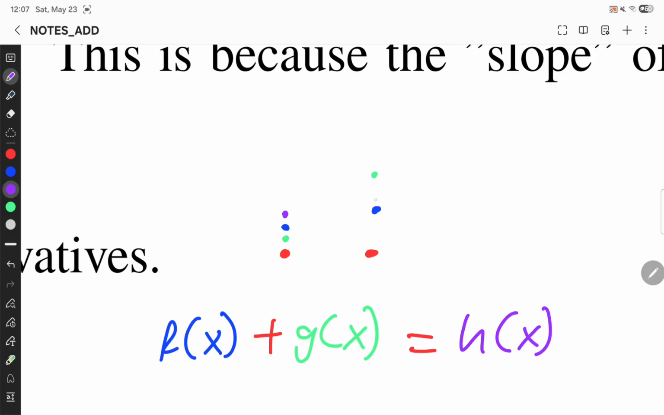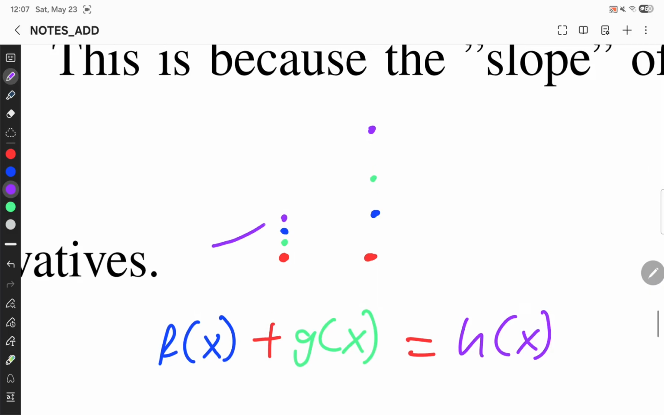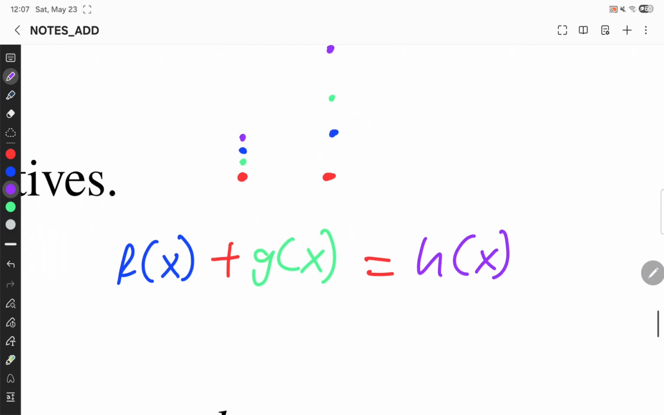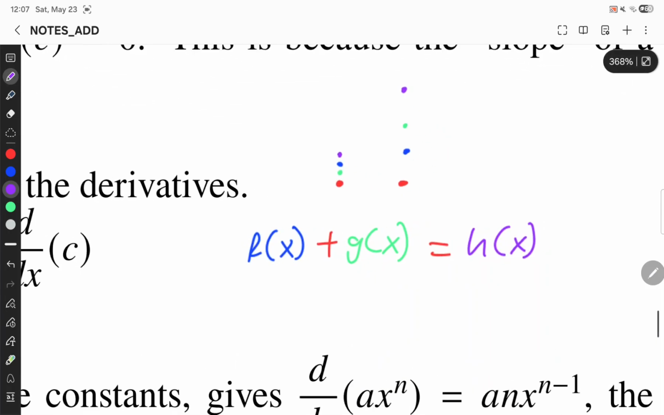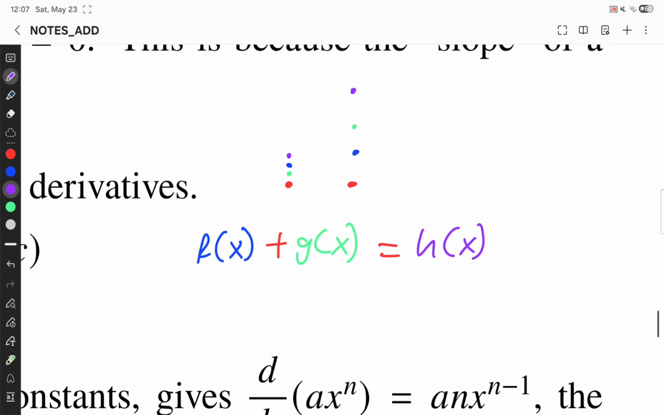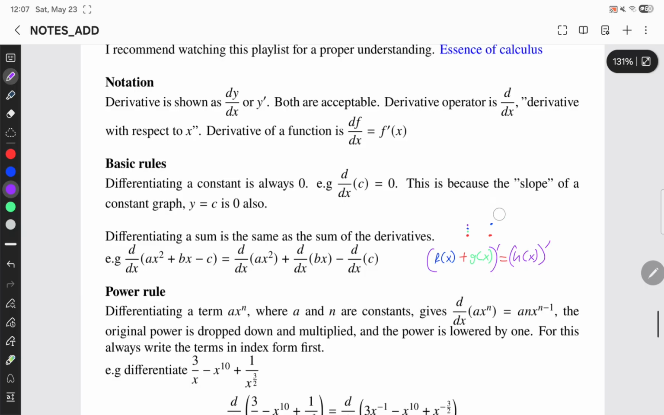This function basically is the addition of these two values. If we add these together, then what do we get? We get the value, this new function h of x. When we differentiate a sum, it is the same as differentiating the terms and summing them. So if we apply the derivative on here, it will be the same as applying the derivative on here as well. Get me? Okay, good.